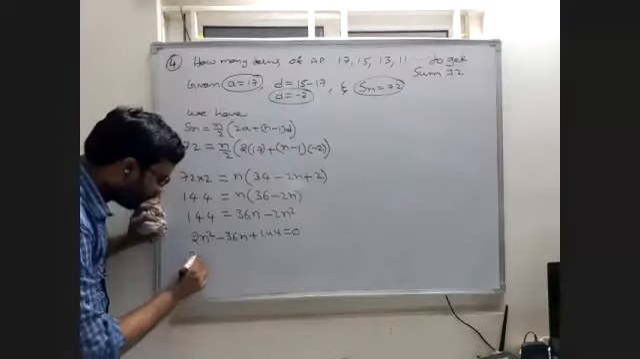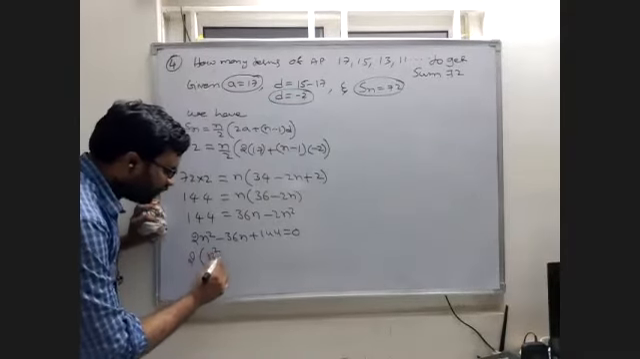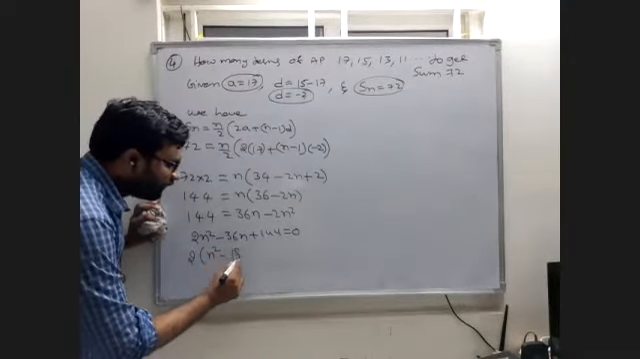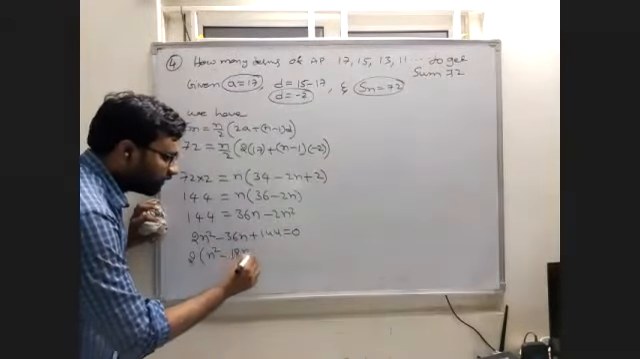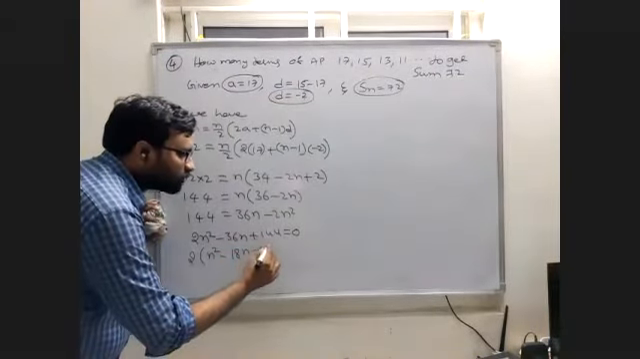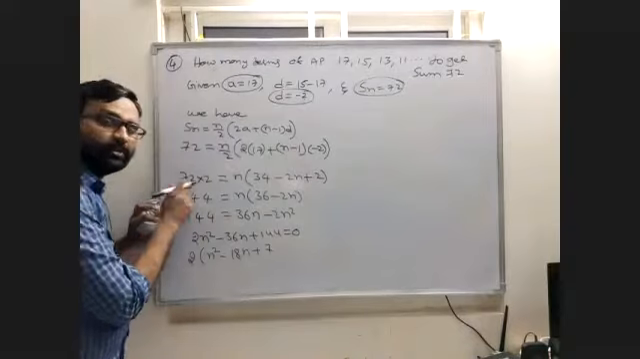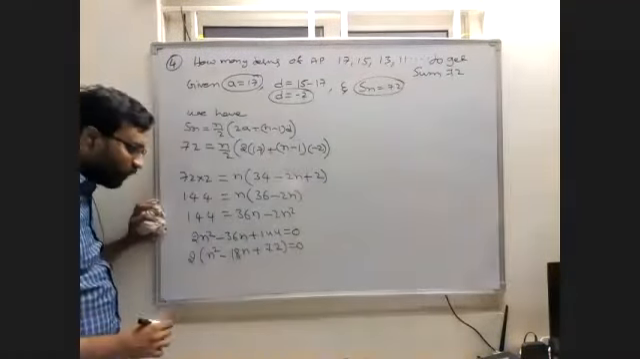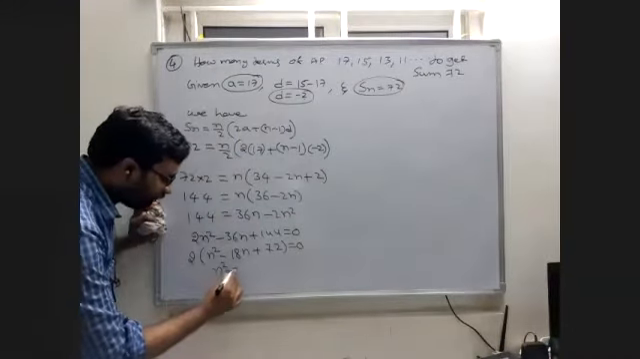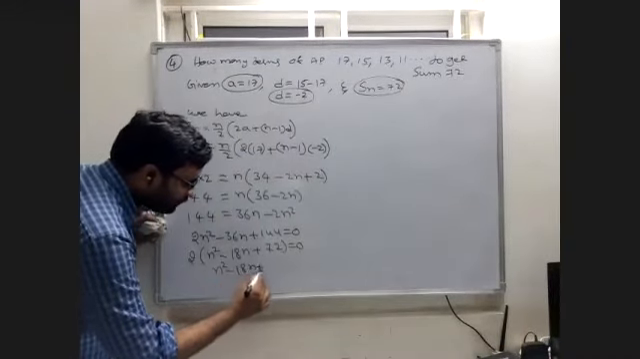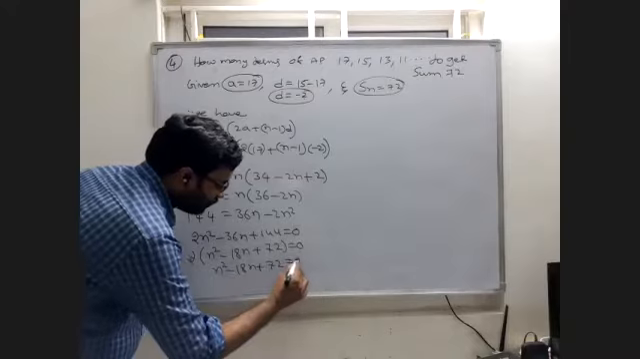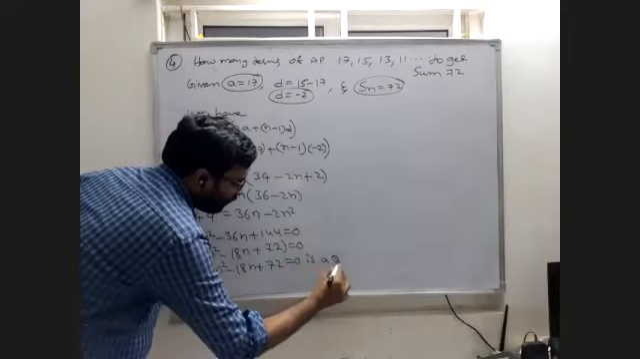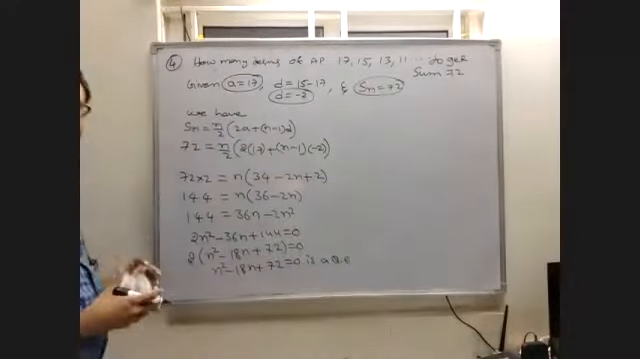Now in 2, 36 and 144 we can take 2 common. Taking 2 common: 2n square divided by 2 is n square, minus 36n divided by 2 is 18n, plus 144 divided by 2 is 72, is equal to 0. The remaining equation is n square minus 18n plus 72 is equal to 0, which is a quadratic equation in terms of n.